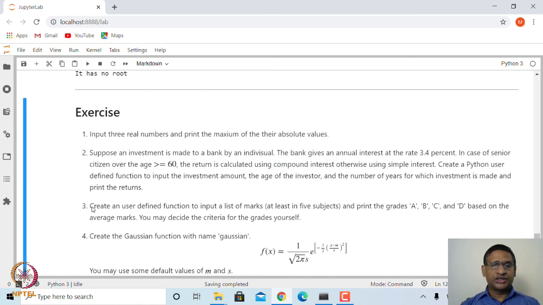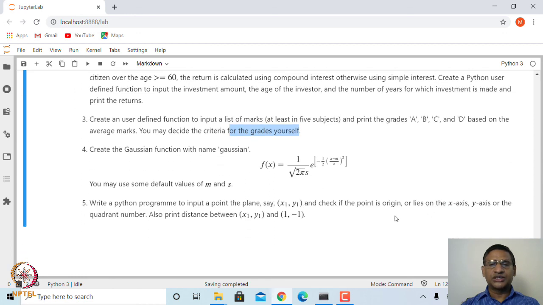And then the third one is create a user defined function to input a list of marks. So, you know how to create a list. So, your argument will be a list, and then it should calculate the number of elements in the list, and based on that it should calculate the average, and based on the average you can assign the grades A, B, C, D. You can have your own criteria of grading.